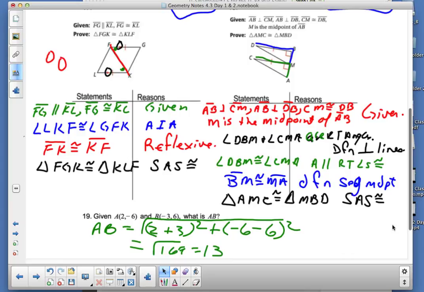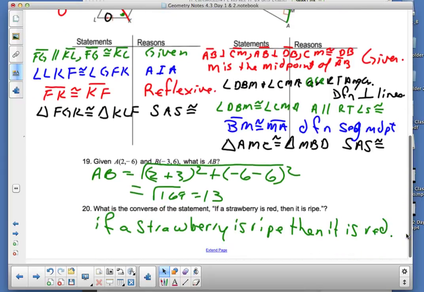Problem 19, the answer is 13. But you've got to make sure you know that you're looking for the distance formula. And if a strawberry is ripe, then it is red, is the converse. So we're doing a lot of review. We just reviewed in this one assignment chapters 1, 2, and 3. And then we did some of the review in 4 already. So that's crazy, it reviewed 4 chapters in one assignment. You just have to make sure you keep paying attention to it as you're going.